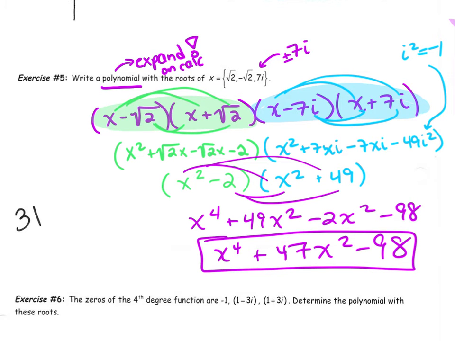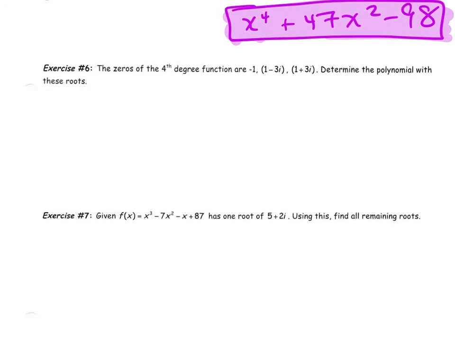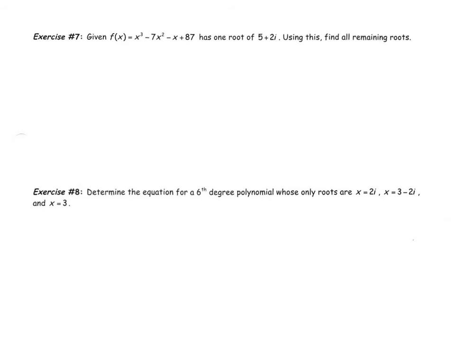All right, and that is my final answer boxed down here: x to the fourth plus 49x squared minus 98. So just make sure your algebra is all correct. Pretty straightforward question. All right, so we're going to flip over to the next page. I want to take a look at exercise 7.